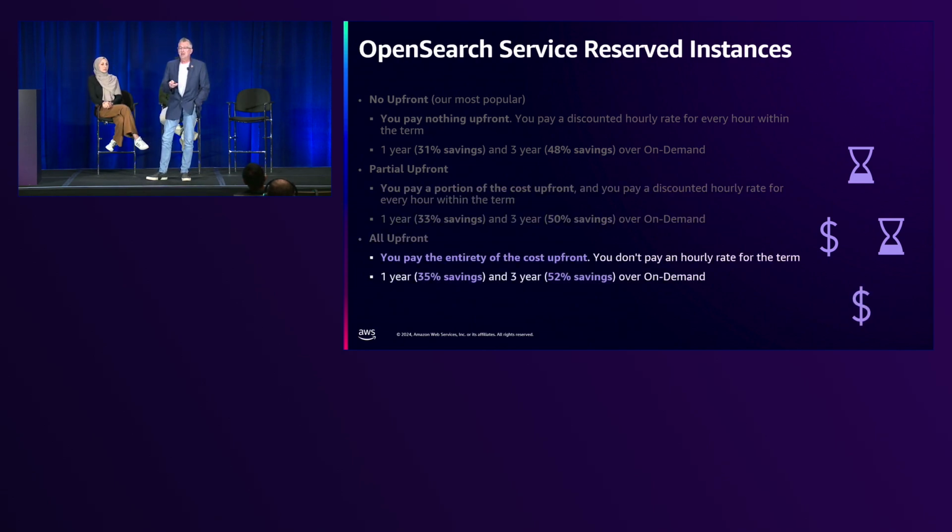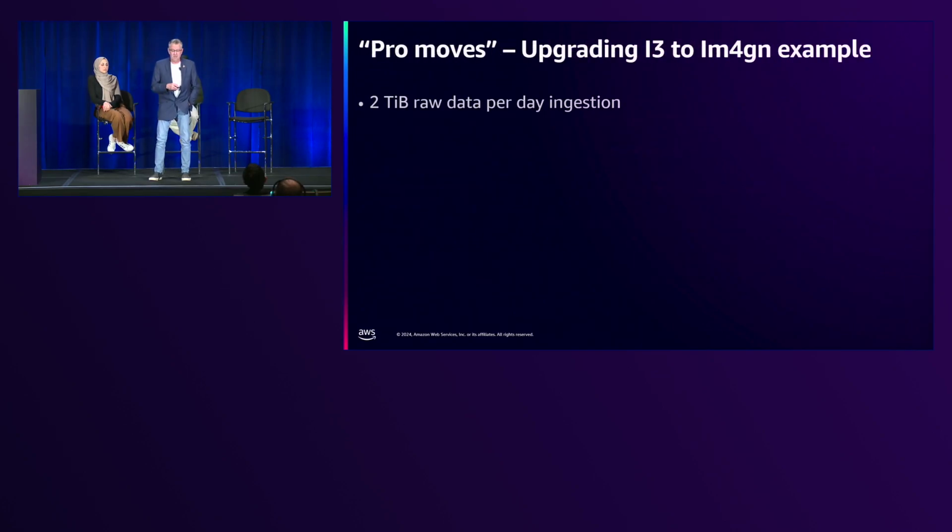Finally, the all upfront is where you commit all of your money up front. Many people that have financial organizations, you're looking at a budget, people want to plan for that year and put the money in and not have to worry about it for the remainder of the term. In this case, we offer a 1-year, which gives you up to 35% savings, and a 3-year, which can give you 50% savings over on demand.